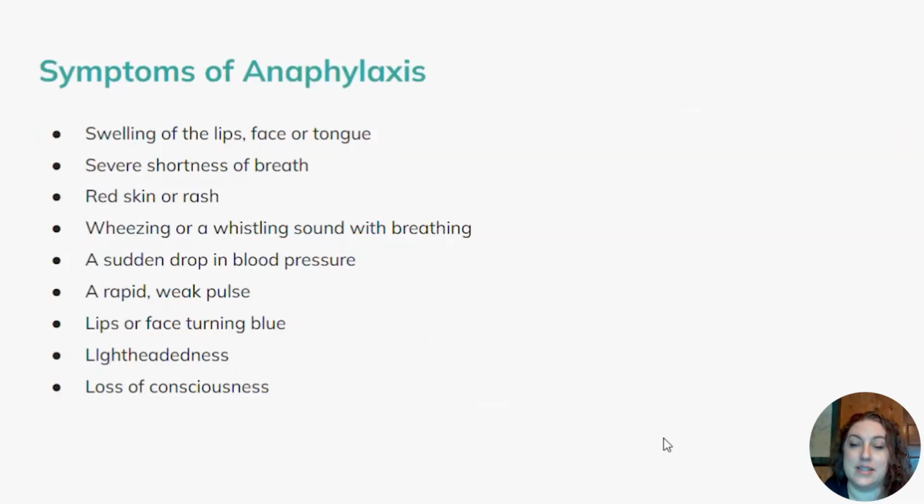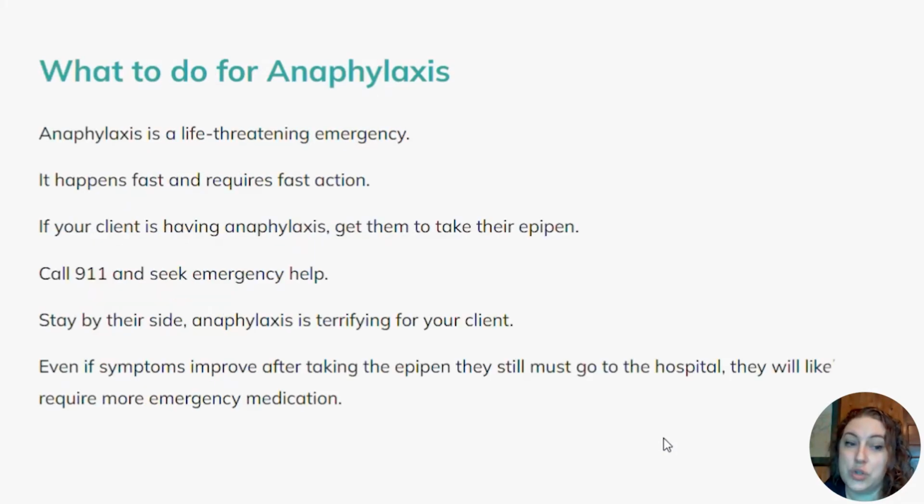Symptoms of anaphylaxis are swelling of the lips, face, or tongue, severe shortness of breath, red skin or rash, wheezing or a whistling sound when breathing, a sudden drop in blood pressure, a rapid, weak pulse, lips or face turning blue, lightheadedness, and loss of consciousness. What should you do when your client is having anaphylaxis?